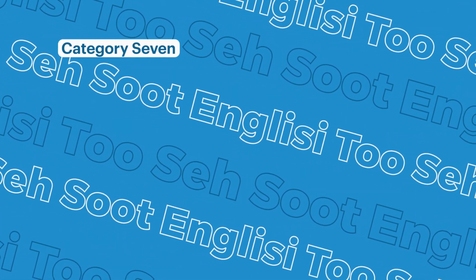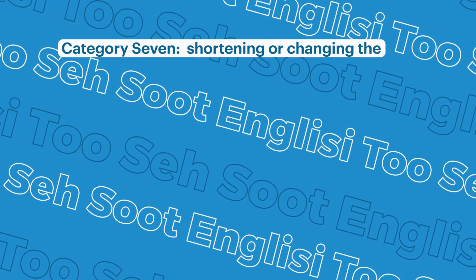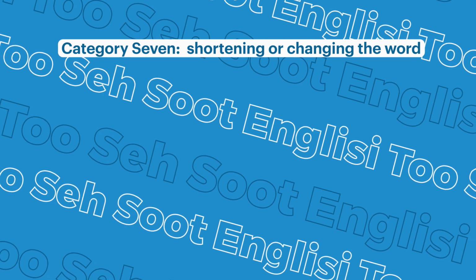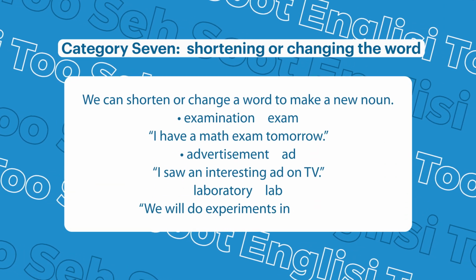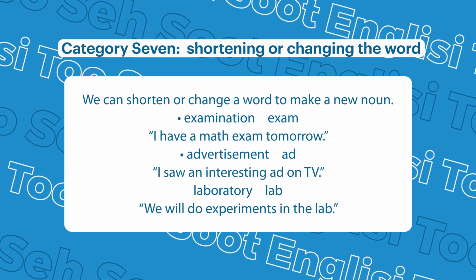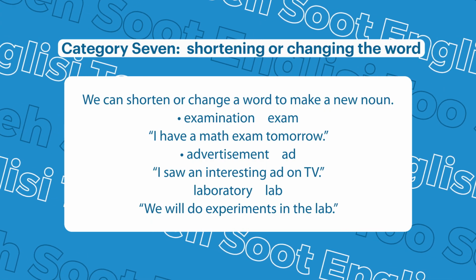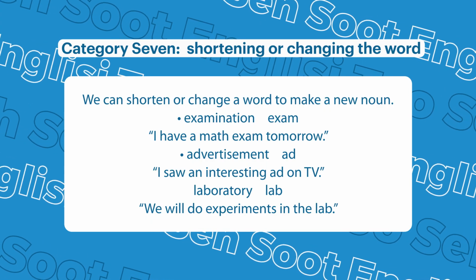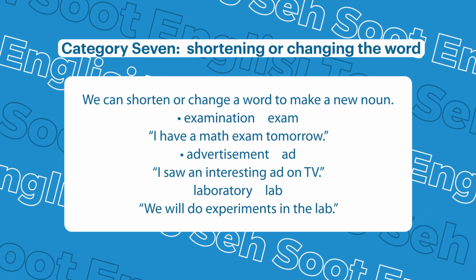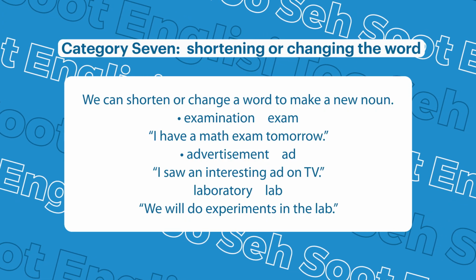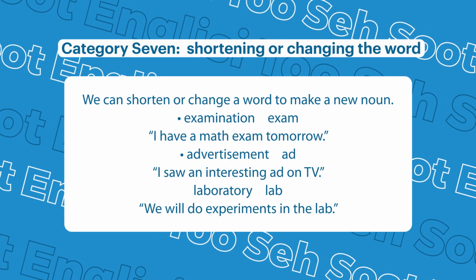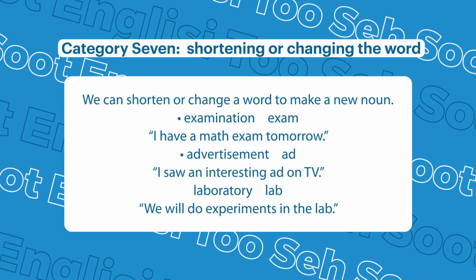Category number 7. Make nouns from shortening or changing the word. We can shorten or change a word to make a new noun. For example, examination becomes exam. I have a math exam tomorrow. Advertisement becomes ad. I saw an interesting ad on TV. Laboratory becomes lab. We will do experiments in the lab.